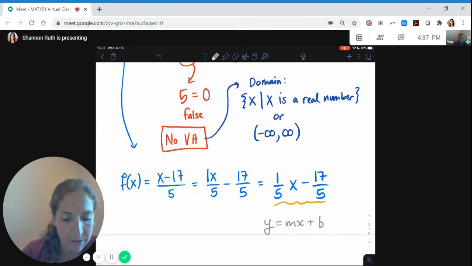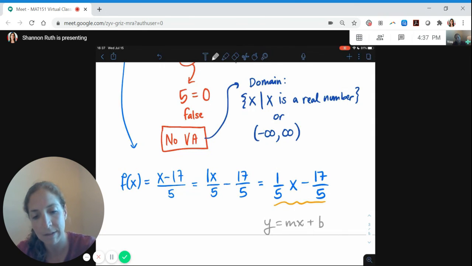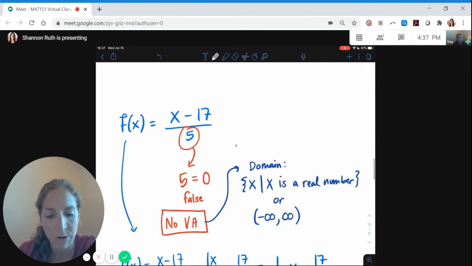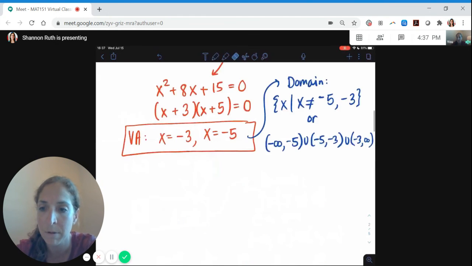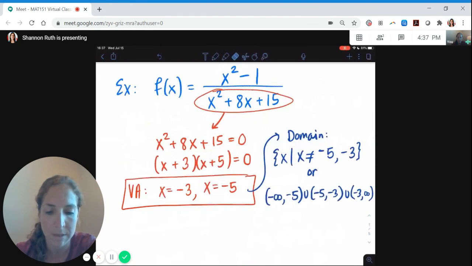So I think that's kind of all the tips and tricks I can give you guys related to the domain and the vertical asymptote. This should be adequate to for sure do today's exit slip, as well as the first 4 problems in the homework.